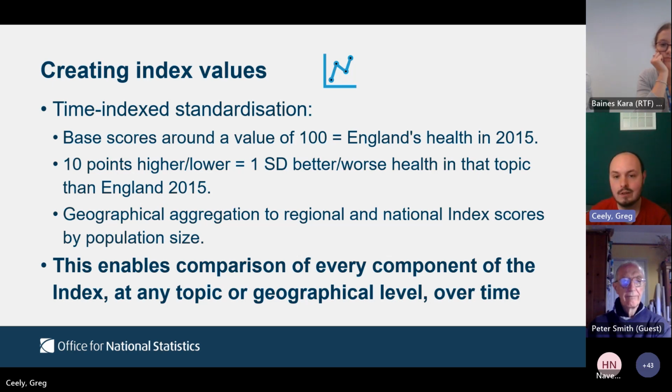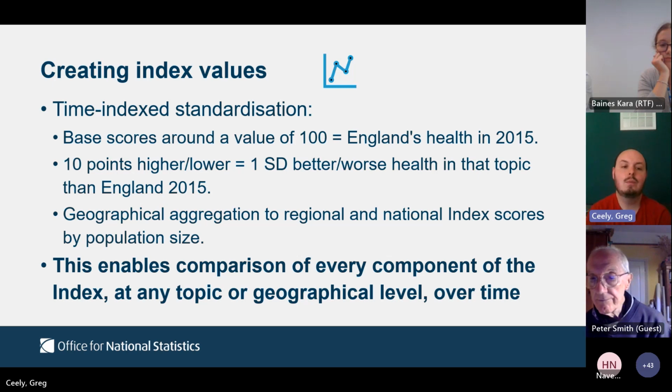With this calculation, every level of the index has a score of 100 for England in 2015. And any score higher than that means that your health is better than England. Any score worse means that your health is worse than England in that year. So your 2018 score could be 105, and that means that your health is better than England in 2015. And it's only through having this sort of time indexed base year that we are able to have a meaningful figure that you can track over time.